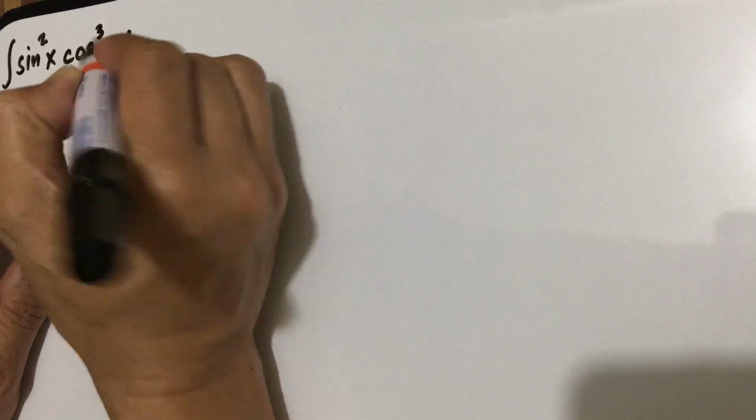Okay, so in this example class, we're given the integral of, by the way, this is case 2. So case 2, our example is the integral of sine squared x times cosine cubed x dx.